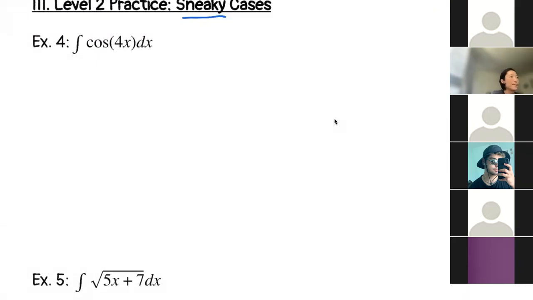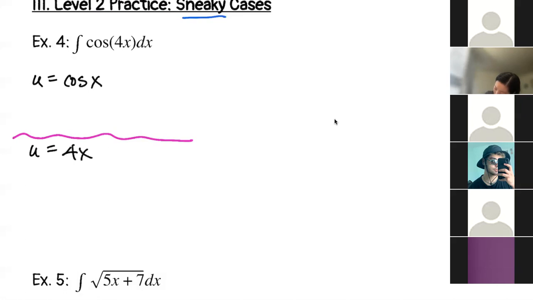We've got cosine of 4x, and we're looking to find that integral. What might be some options for a u? What do we think? Let's try two different options. u could equal this, or u could equal that. What do we think? So one guess is cosine of x, and the other one is maybe just the 4x.